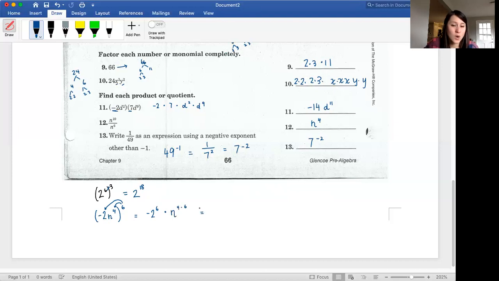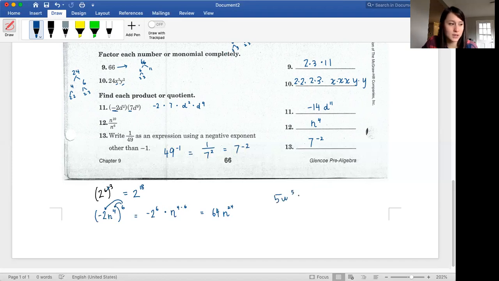Okay, so I might have to get my calculator out, but -2 to the 6th power, when I actually work this out, is 64. So positive 64. And then 4 times 6 is 24. So it's n to the 24th power. Okay, last one.